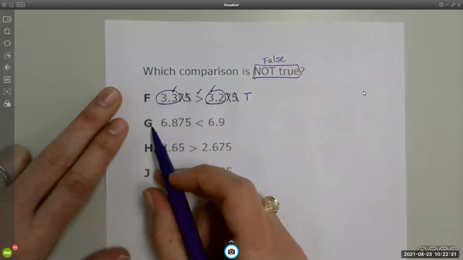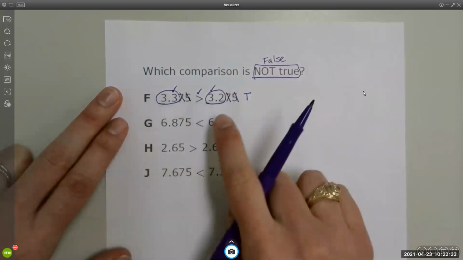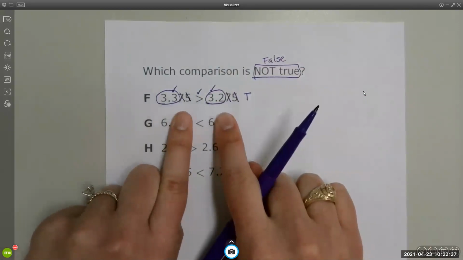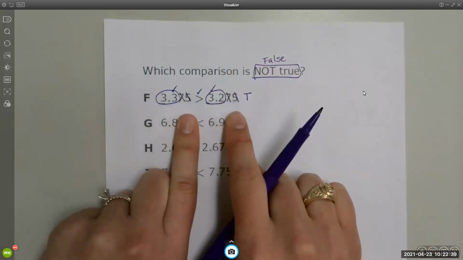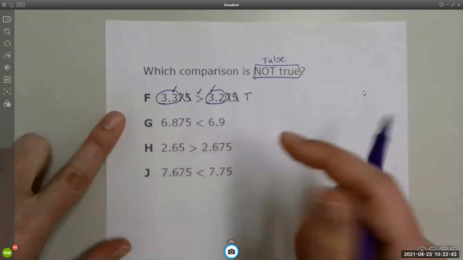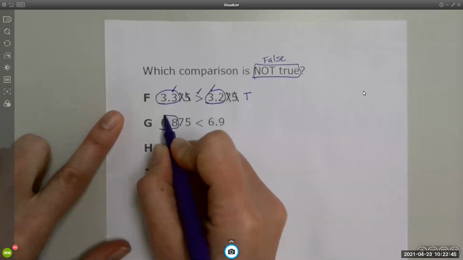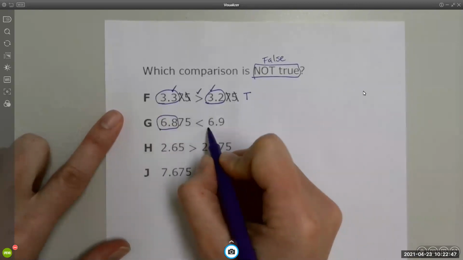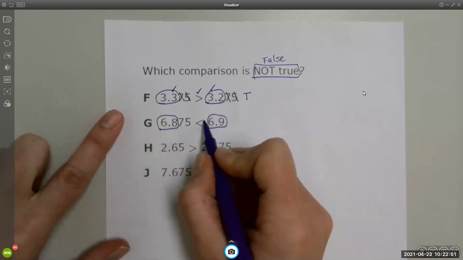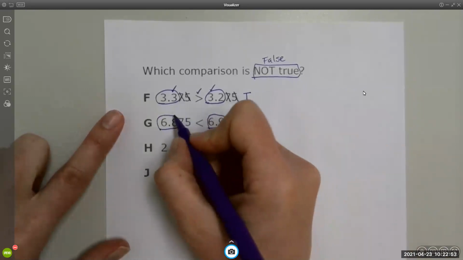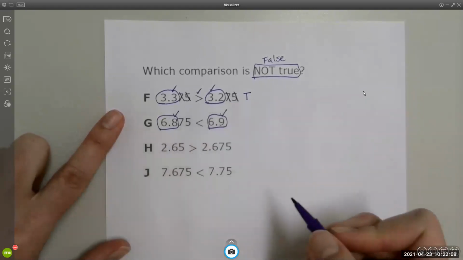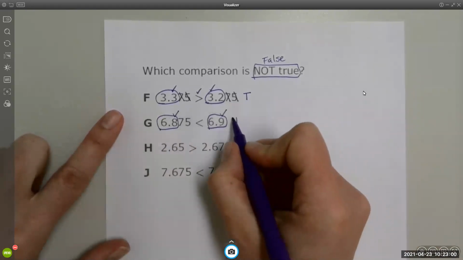All right, let's look at G. I can see that I have 6 wholes compared to 6 wholes. So I'm going to have to study the tenths position again. I can see I've got differing values here. So here's where I'm going to find my answer. I'm going to look at just that 6 8/10 and 6 9/10. Is 6 8/10 less than 6 9/10? Yes, it is, because 8 dimes are less than 9 dimes. So that one will be true.